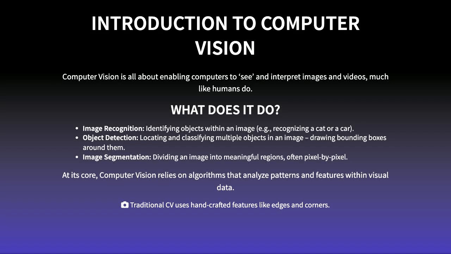Let's kick things off with computer vision. It's essentially teaching computers to understand what they're seeing, just like we do. Think about it: recognizing a cat in a photo, finding all the cars on a street, or even breaking down an image into different parts. Early approaches involved manually designing features like edges and corners, but modern CV is much more sophisticated, using complex algorithms and models.